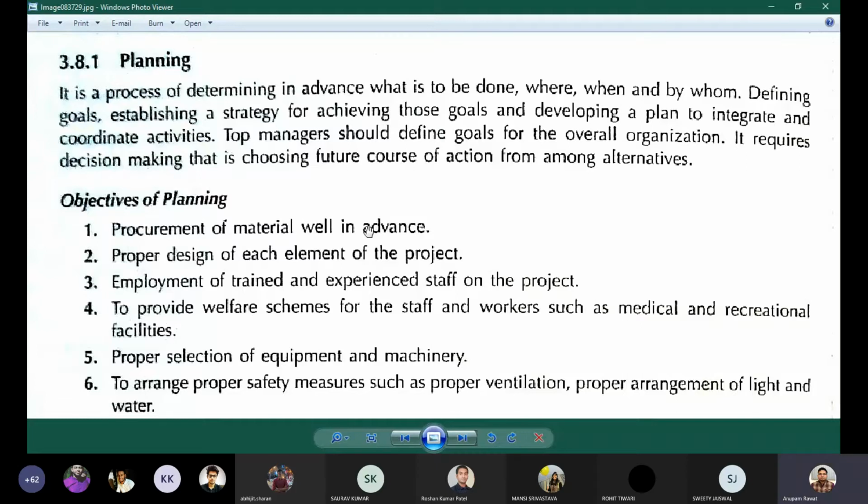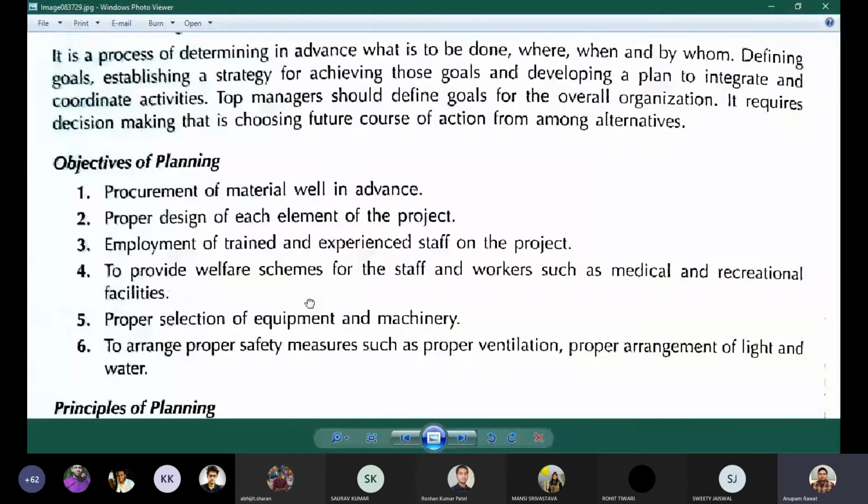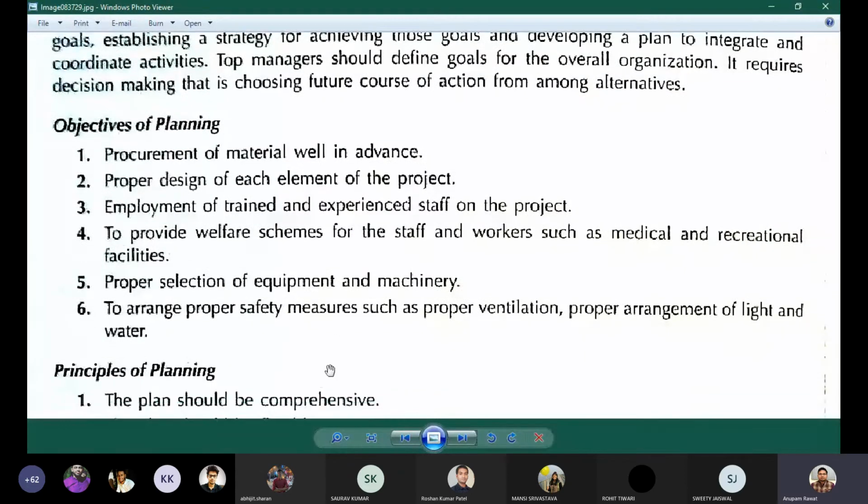First, from where we can procure the material, proper design, employment of a trained and experienced staff on the project, to provide welfare schemes to the staff and workers, such as medical and recreational facility, proper selection of equipment and machinery, to arrange the proper safety measures, such as proper ventilation, proper arrangement of light and water.